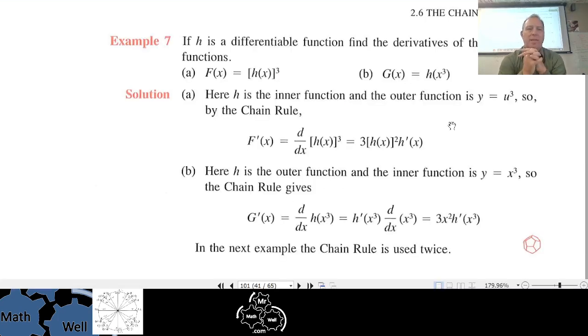So example 7, as you can see, if h is a differentiable function. So just remember that the functions involved here do have to be differentiable for us to have a solution. Now, for most of these questions, it's going to be assumed, or it will be stated like this, that all functions are differentiable. You don't know what the functions are. They're just h of x, or f of x, or g of x. So you're going to assume that they're differentiable, right?